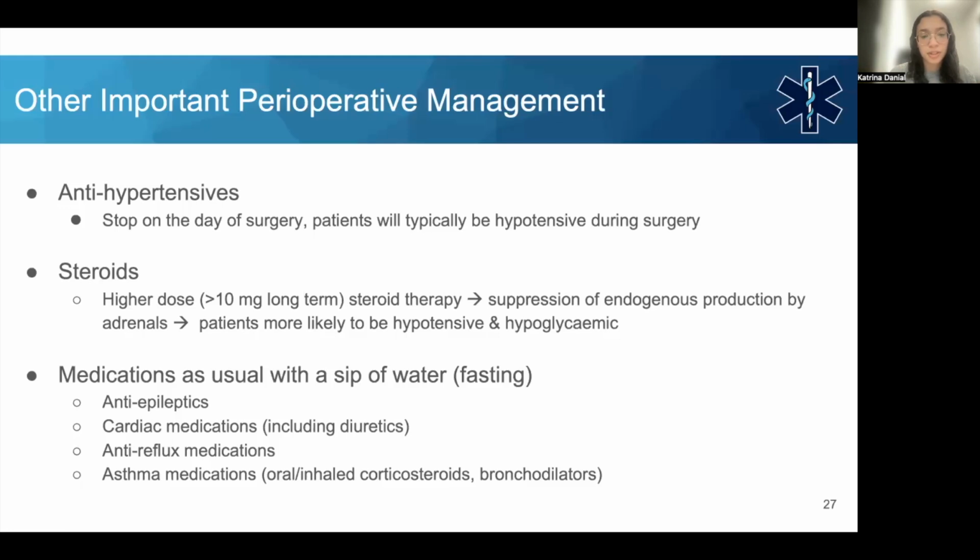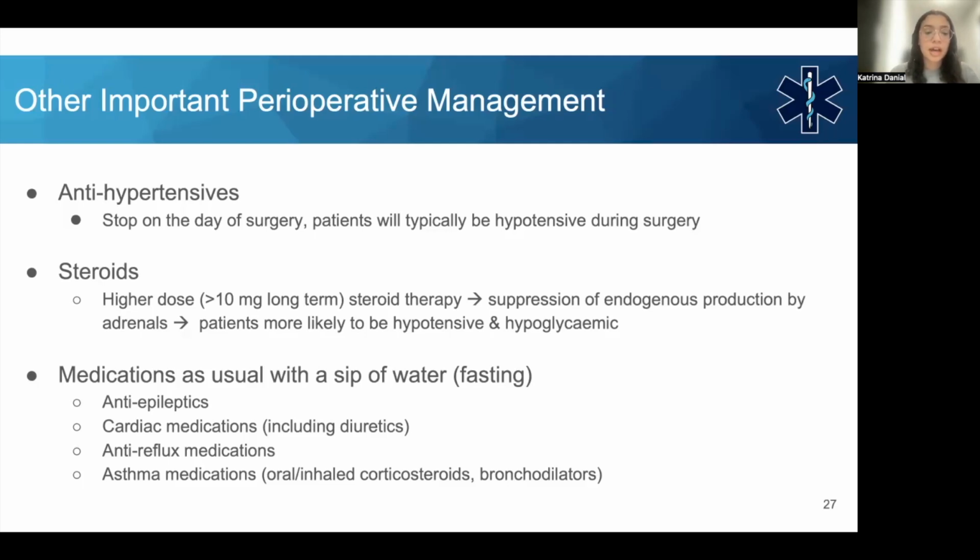And then in terms of steroids, if the patient is on a high dose or is on a regular dose of steroids, there is an increased risk of complications. Why? Because they're taking all those external or exogenous steroids. It suppresses their internal or endogenous production of steroids. So if you were to stop the medication suddenly, they're at an increased risk of being hypotensive and hypoglycemic. Normally, you would taper them down slowly, or you just check the hospital protocol.